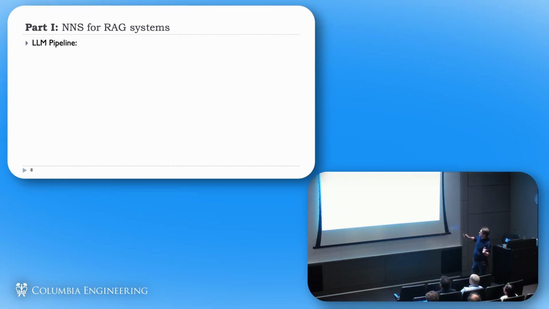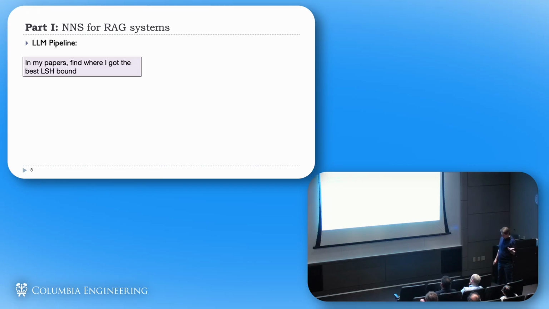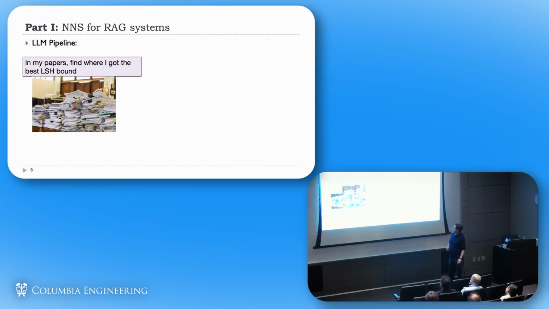Roughly speaking, the LLM pipeline goes as follows. Let's say you want to do this kind of query. I have papers, and I want to find something that I proved in those papers, let's say the best LSH bounds. So take all the papers. Okay, this is not representative, I have much fewer papers than that. You take all these papers and your query, and you feed them into ChatGPT, let's say.